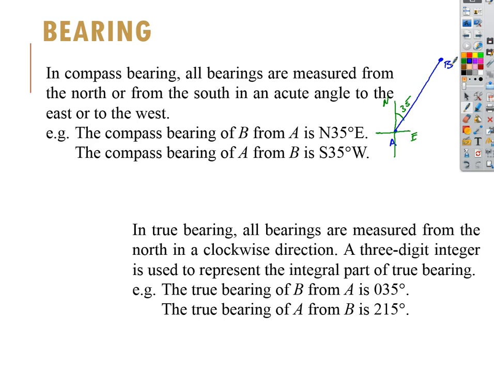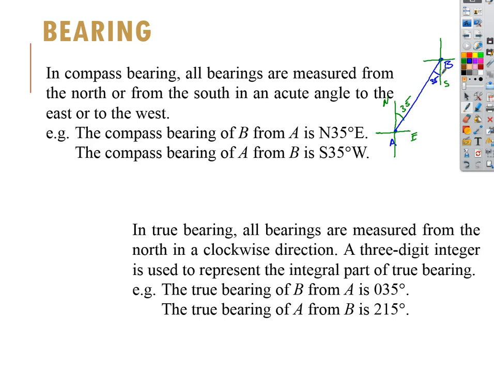Conversely, it says here the compass bearing of A from B. So I start at B and I'm going to go to A. Again, I draw out my little compass with the center at B. South 35 degrees west. Here I start at south, and I go 35 degrees to the west. And that's how you draw these.